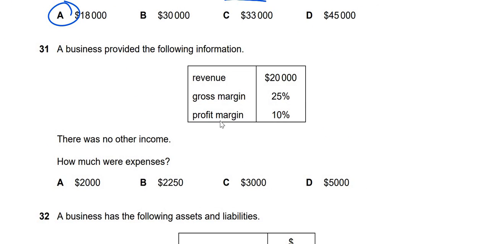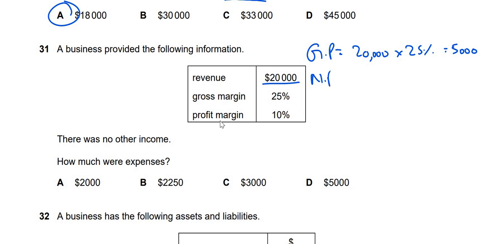Question 31. A business provided the following information: revenue, gross margin, profit margin. There was no other income. How much were the expenses? So look, gross profit is 20,000 multiplied by 25%, because revenue is 20,000. Margin basically means percentage of sales. So that's 5,000.